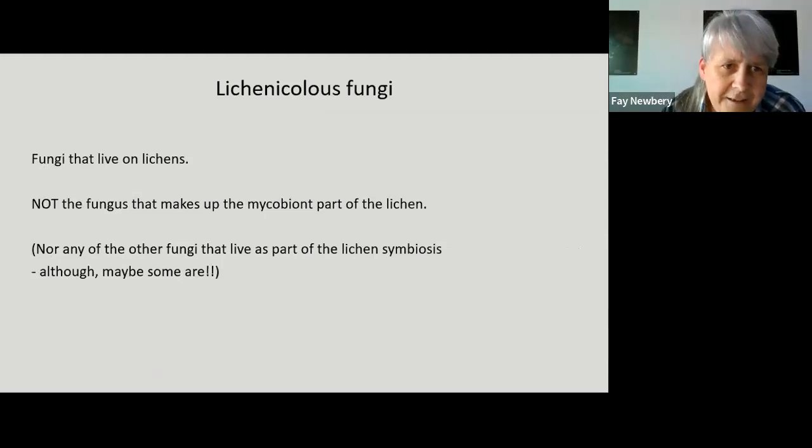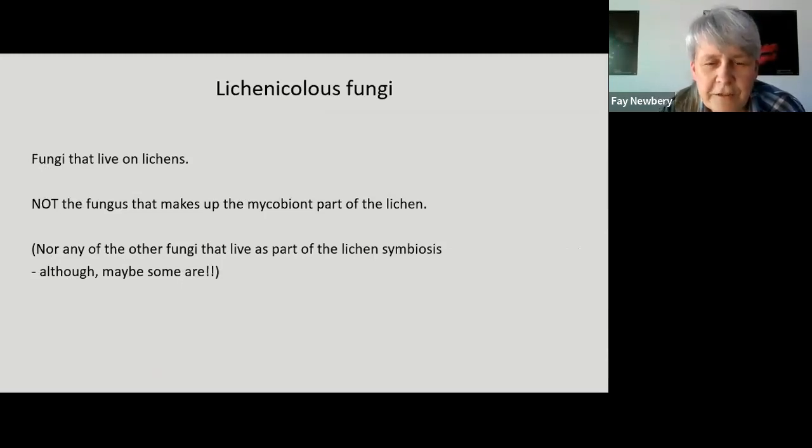So what are Lichenicolous fungi? They are fungi that live on or inside lichens, but they're not the fungus that makes up the mycobiont part of the lichen. So they're not essential to the lichen symbiosis. They're not doing that job of forming the lichen. They're an extra piece. There are other fungi which have been found in lichens now, which usually live as yeasts and do seem to be absolutely necessary for the symbiosis. We're not talking about those either.